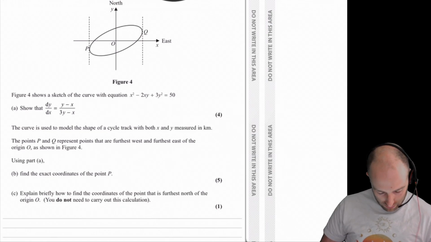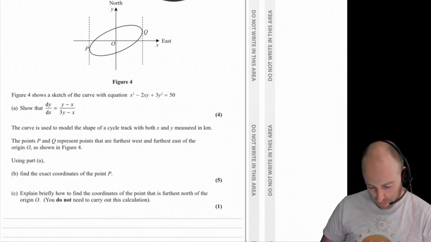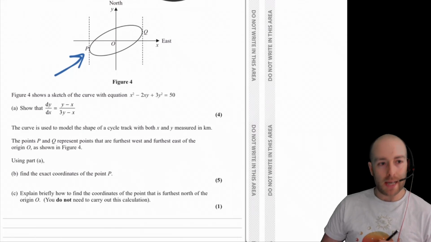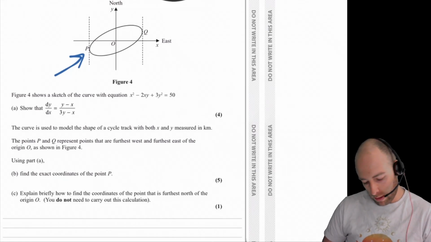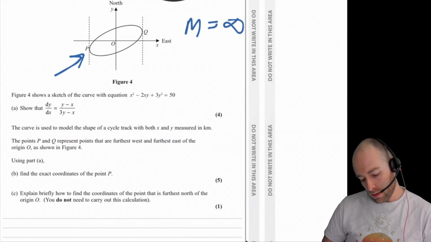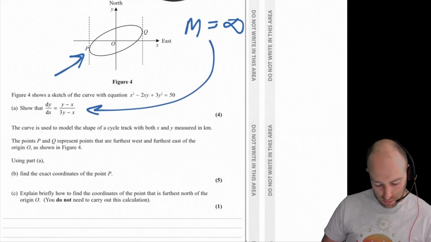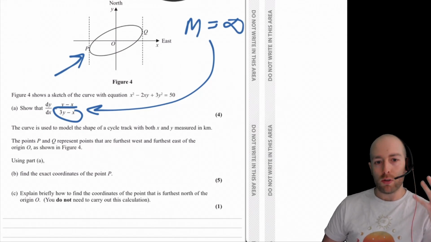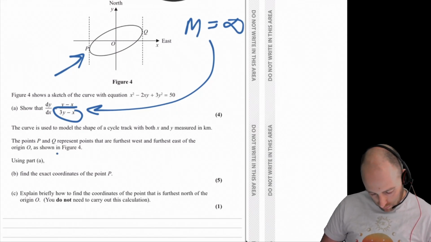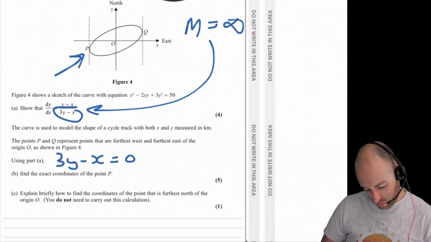Right, part B, find the exact coordinates of point P. Point P is this one here. We know it's at an asymptote, and at an asymptote the gradient is infinite. So to make the gradient infinite, we can make the denominator equal 0, because dividing by 0 gives you infinity. So 3y minus x equals 0, therefore x equals 3y.